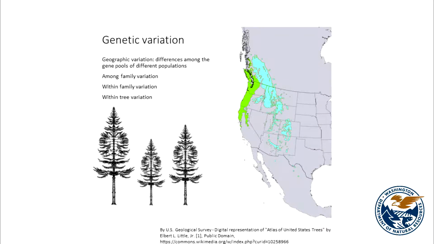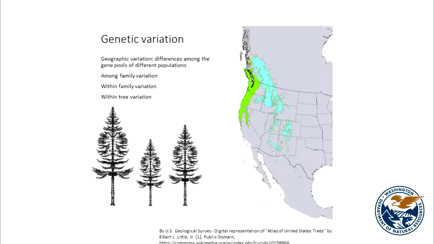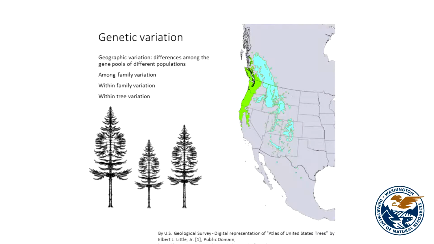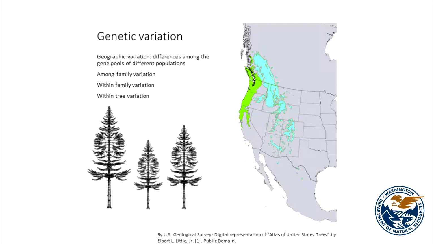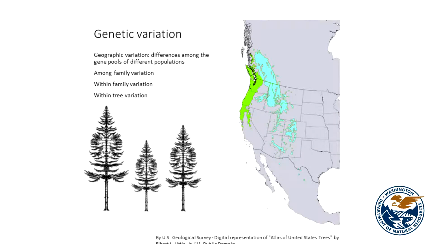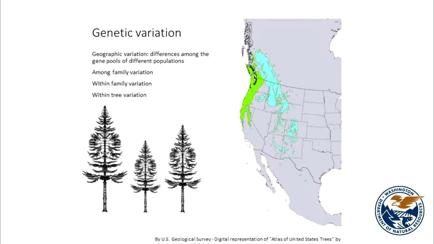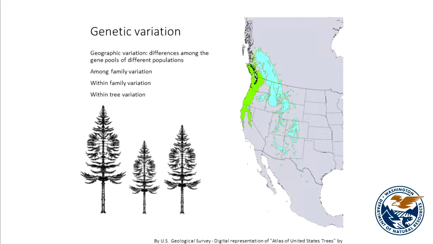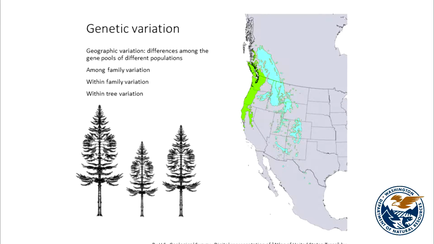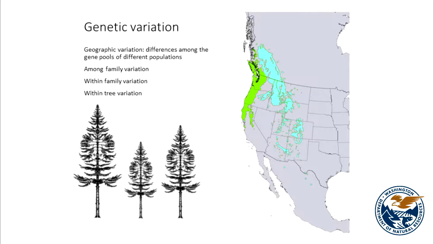And finally, we can also look at within tree variation. A good example of within tree variation would be wood stiffness properties. Wood stiffness properties can change throughout a tree, and they also change over a tree's lifetime. It's common that juvenile wood properties are a little bit less dense than the mature wood, and that's just an example of within tree variation.